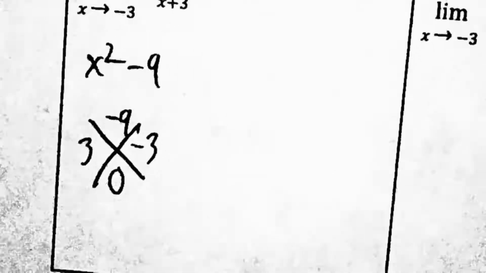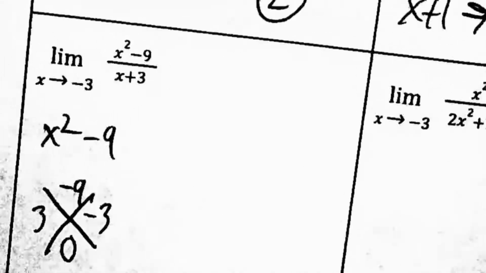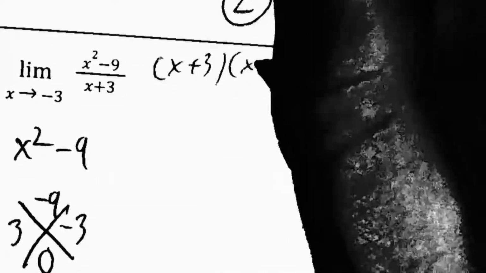We need to get used to seeing this. X squared minus 9. Again, if you're solving this traditional way, you would do two numbers that multiply to get negative 9 and add to get 0. That's 3 and negative 3. Again, you're just going to get used to seeing this all the time. This is a difference of squares. This is x plus 3, x minus 3 over x plus 3.